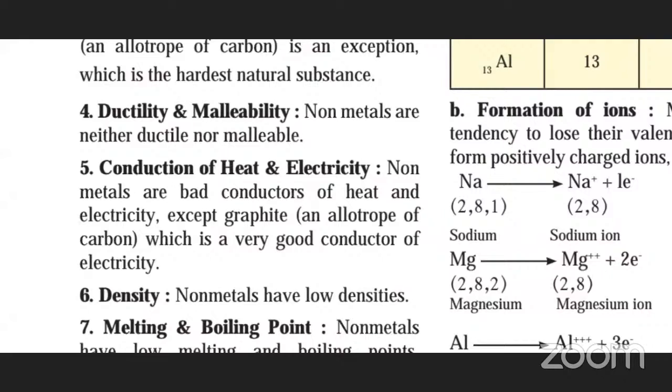So non-metals do not have malleability or ductility. They are said to be not ductile. They are not ductile and they are not malleable. So if you hit any non-metal with hammer, so what will happen? It will not get converted into thin sheet. It will break down. It will break down into powder form. Understood? Any doubt is there?